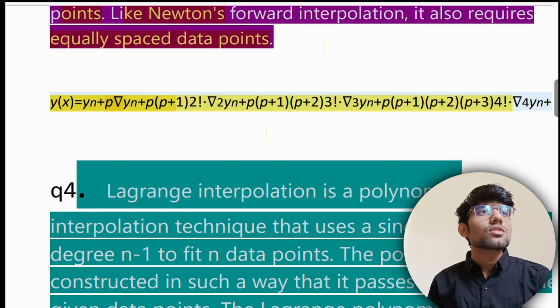So this sign is called nabla here. This is called nabla. Okay.